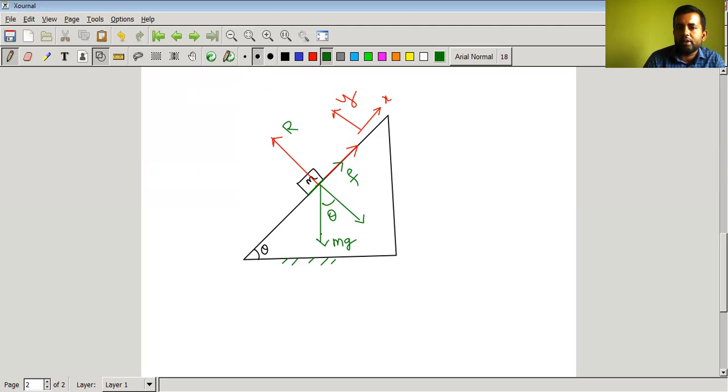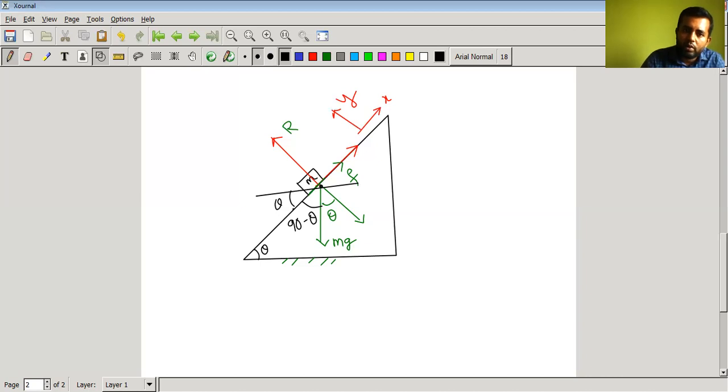Okay, now let me clarify it a bit. Why is this angle theta? It's very easy to do. Suppose I draw a line parallel to the ground. So this line is parallel to the ground. You all will agree that this is theta, alternate interior angle, right? And this will be 90 minus theta. Why? Because this line and this line are perpendicular, so this will be 90 minus theta, right? So this angle is going to be 90 minus theta.